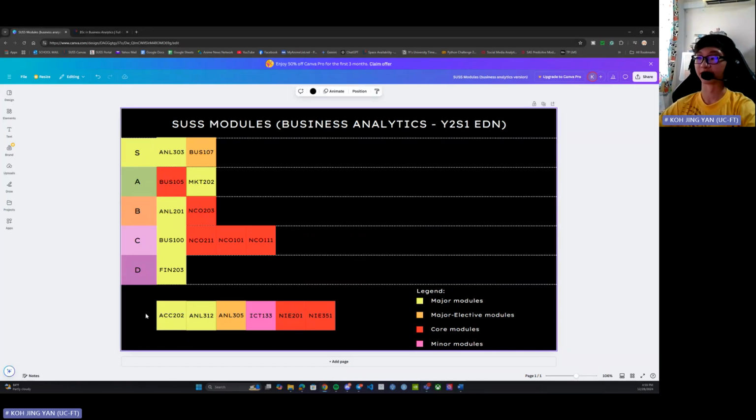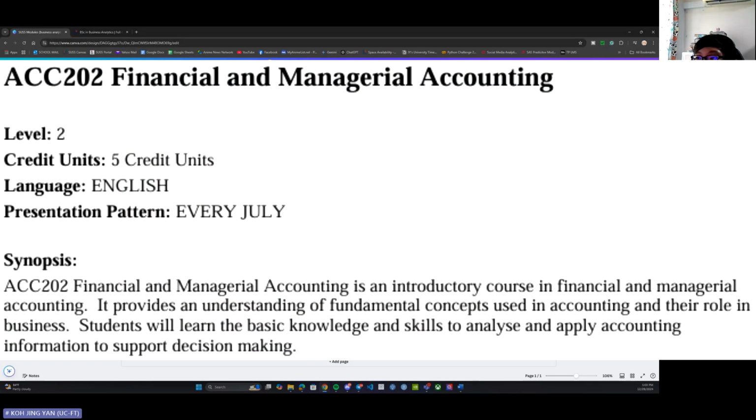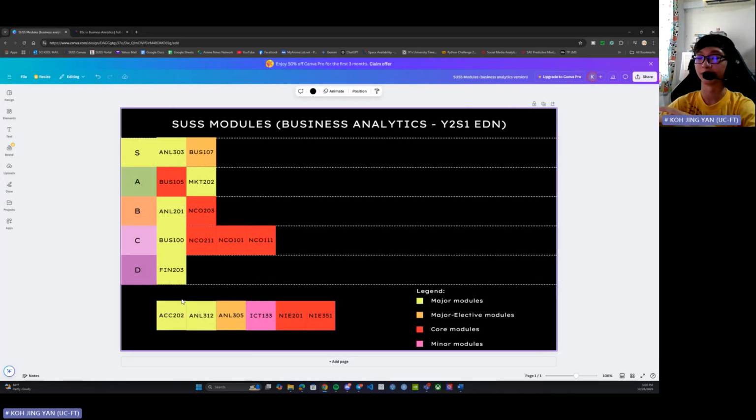We will just start with the first module that I have for this semester, which is one of the major modules, Financial and Managerial Accounting, which is ACC 202. You will mainly get to learn about financial accounting, to learn about your assets, your equity, your liabilities, and your income and expenses.